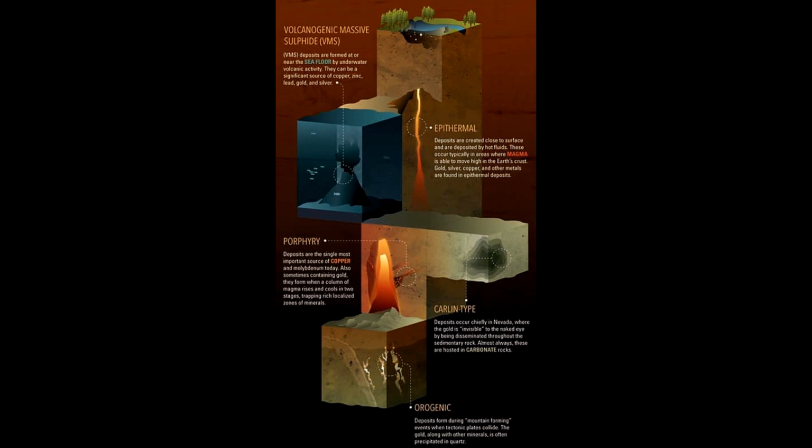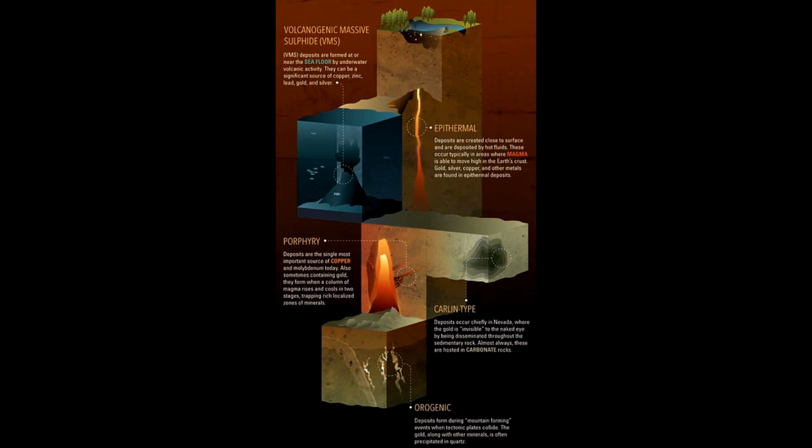There's a volcanogenic massive sulfide, which forms on the bottom of the seafloor. There's epithermal type deposits, which form actually fairly close to the surface. They can be from near surface to perhaps a mile down. Further down, you might have the porphyry and Carlin type deposits that form several miles, perhaps 5 miles or even more down.